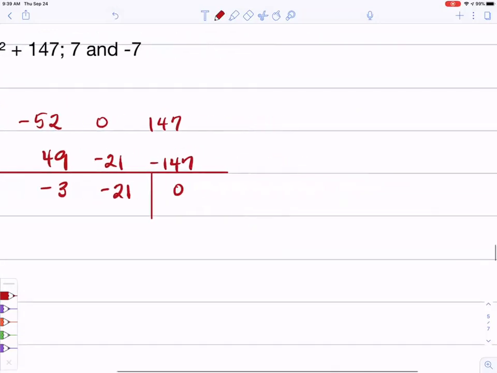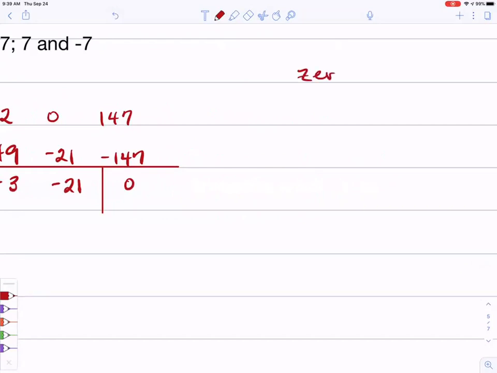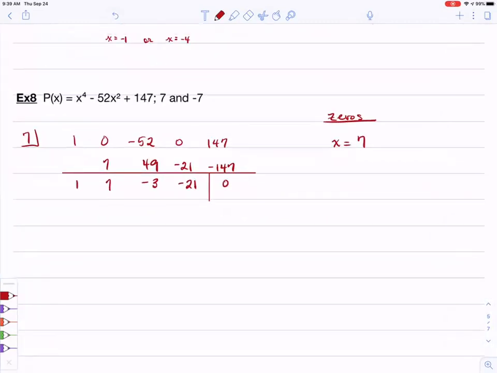So let's go over to the side here and make a list of our zeros. We just proved that x equals 7 is one of our zeros. We have a second zero that we need to prove. What I'm about to say is a big, big, big deal right now. Don't go back to the beginning. Don't go back to the beginning.